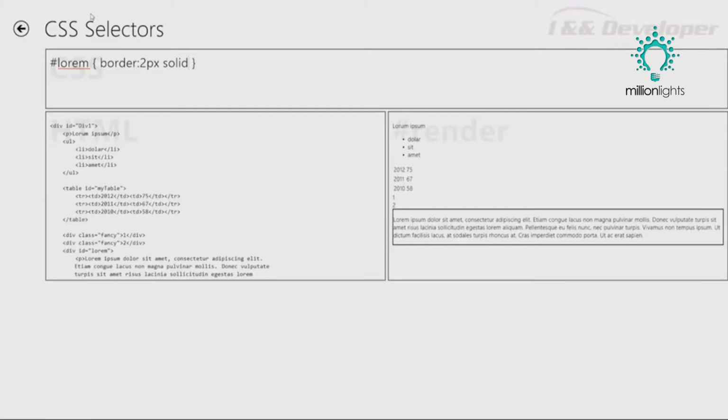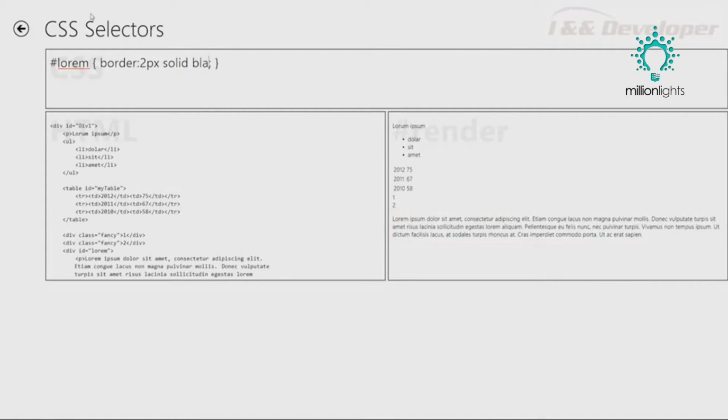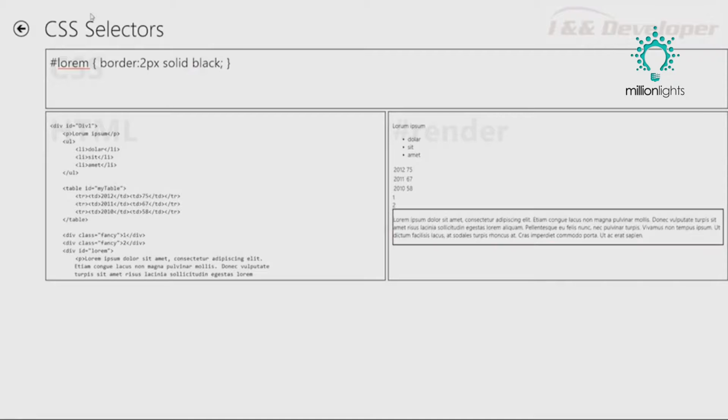So let's just leave that black. We'll just leave that off. But let's go ahead and look at red. There we go. Okay, so let's do black. So now I've got a border around that.